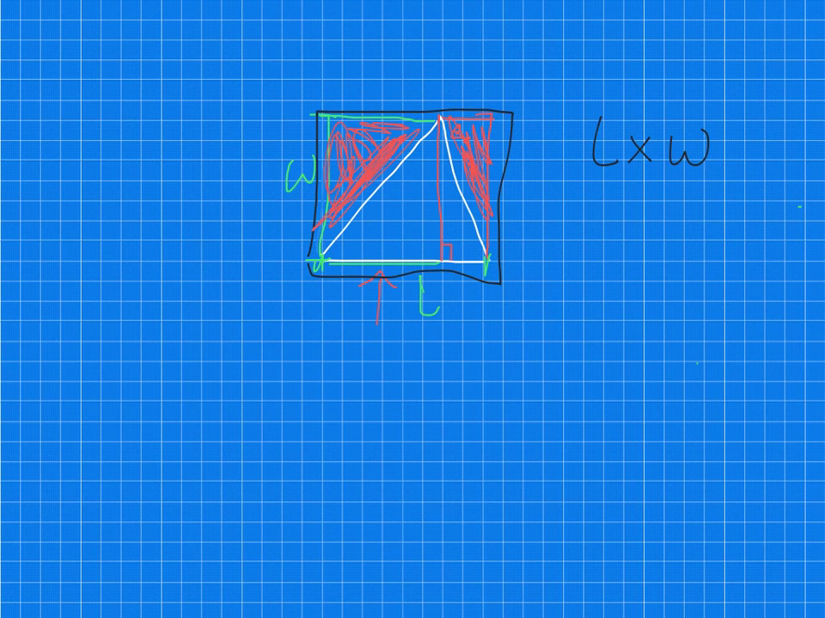So what that means is that the white triangle is half of the big black rectangle. So the big black rectangle was L times W. So the area of the triangle is going to be L times W, but divided by 2. But usually we just use different letters for the triangle. So we use B for base and H for height. So the area of a triangle is base times height divided by 2.